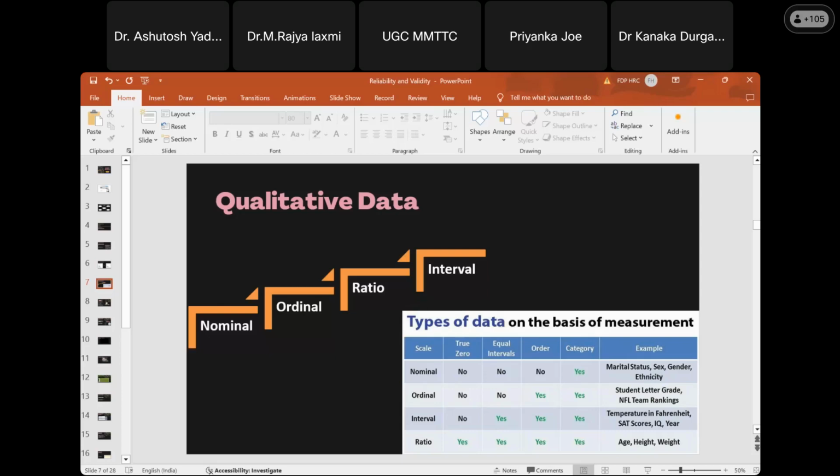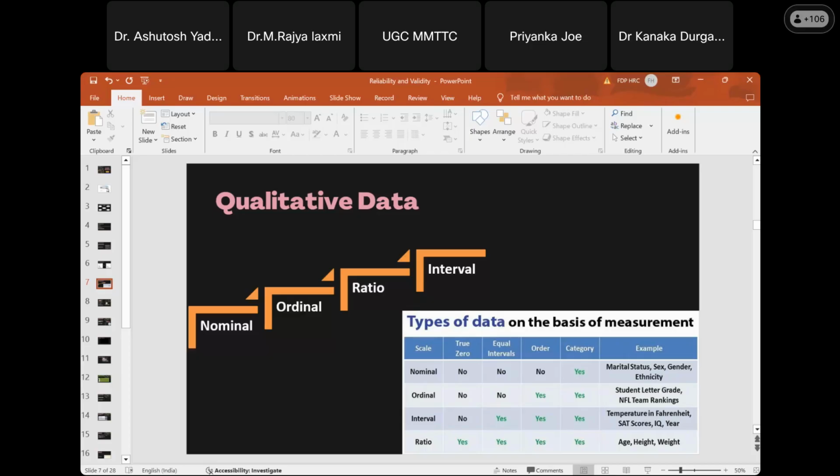But in ordinal data we cannot say that the difference between the categories is going to be uniform. For example, the difference between an undergraduate and a postgraduate cannot be equal to the difference between an undergraduate and a high schooler or a secondary school student, right? So we cannot be sure about the difference. It cannot be uniform, or we cannot at least measure it.